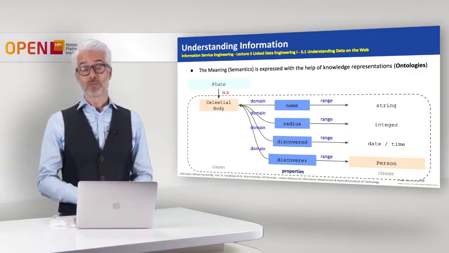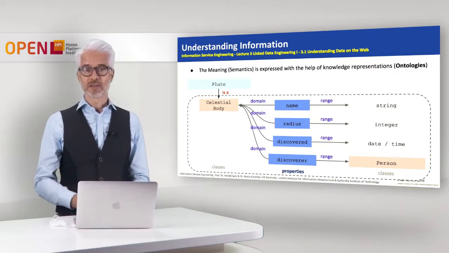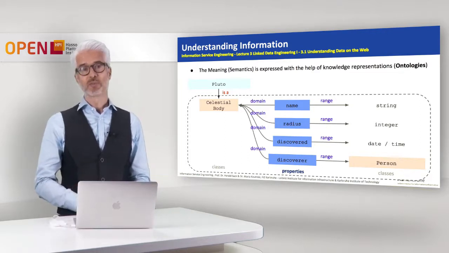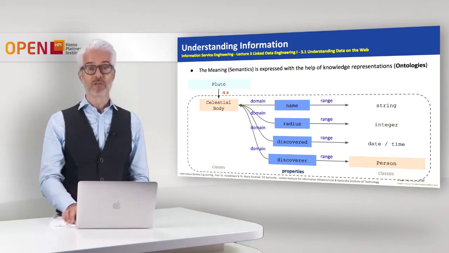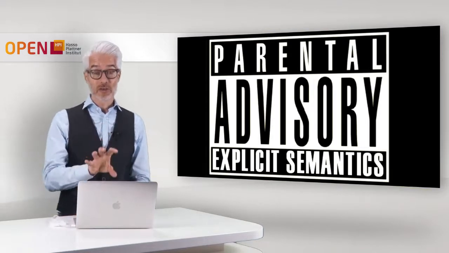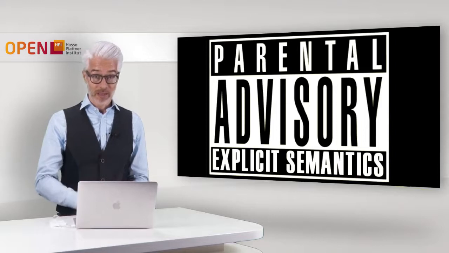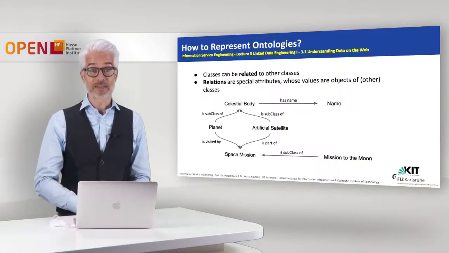These are so-called property constraints concerning the domain and range of properties, and this is additional knowledge that you can express with the help of ontologies. And now we go deeper into ontologies, and you will see that ontologies usually are able to represent semantics explicitly. So therefore, parental advisory, here comes explicit semantics.